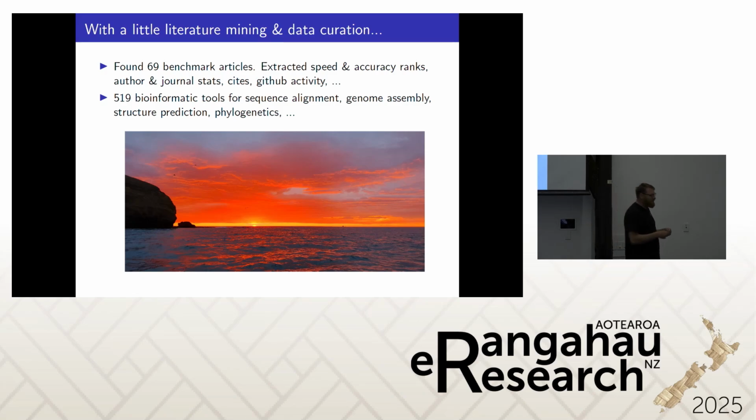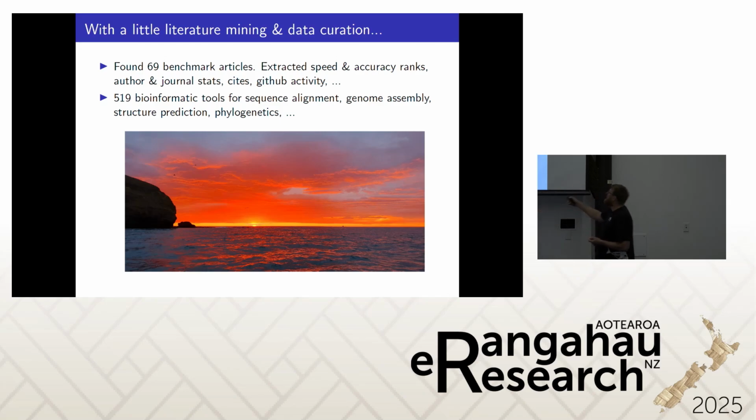This is before the days of large language models, and so I could rank PubMed articles on how well they match my search criteria. We found around 70 different benchmark articles, and they cover more than 500 different bioinformatic tools. From those articles I could extract relative ranks of accuracy and speed for each tool. Does that make sense?